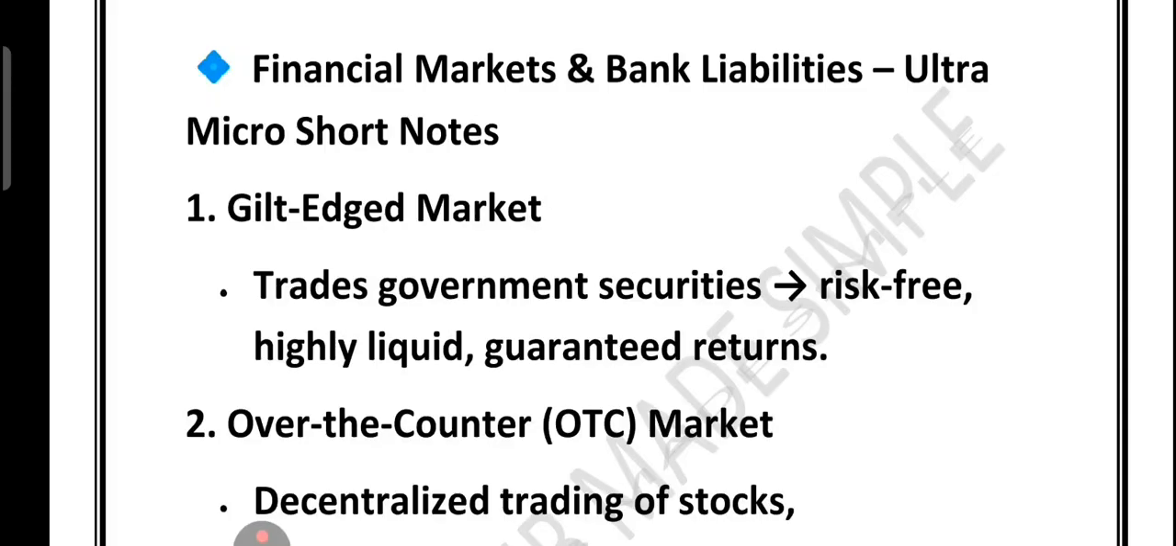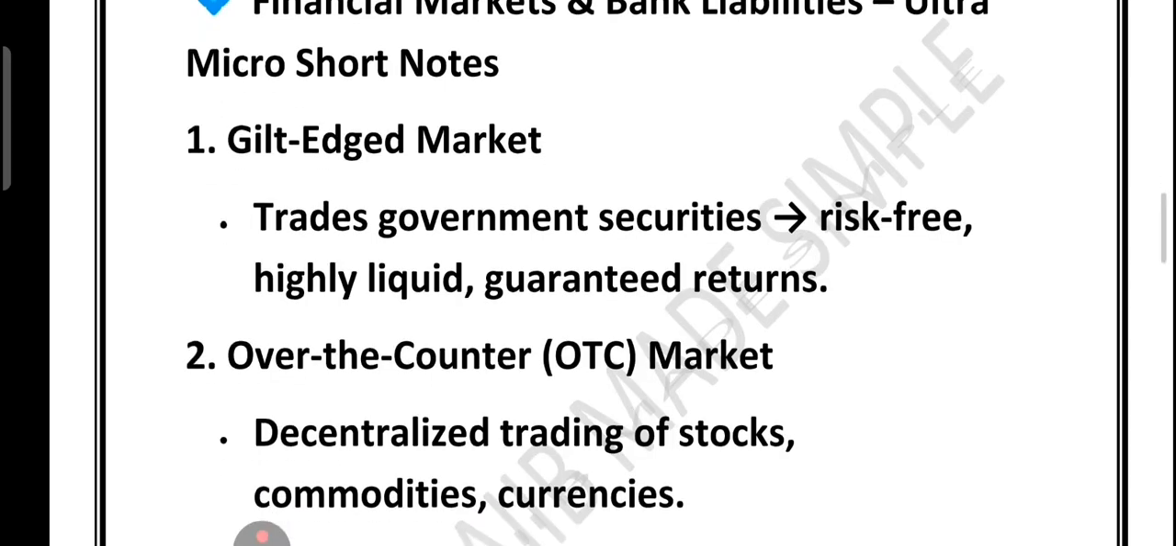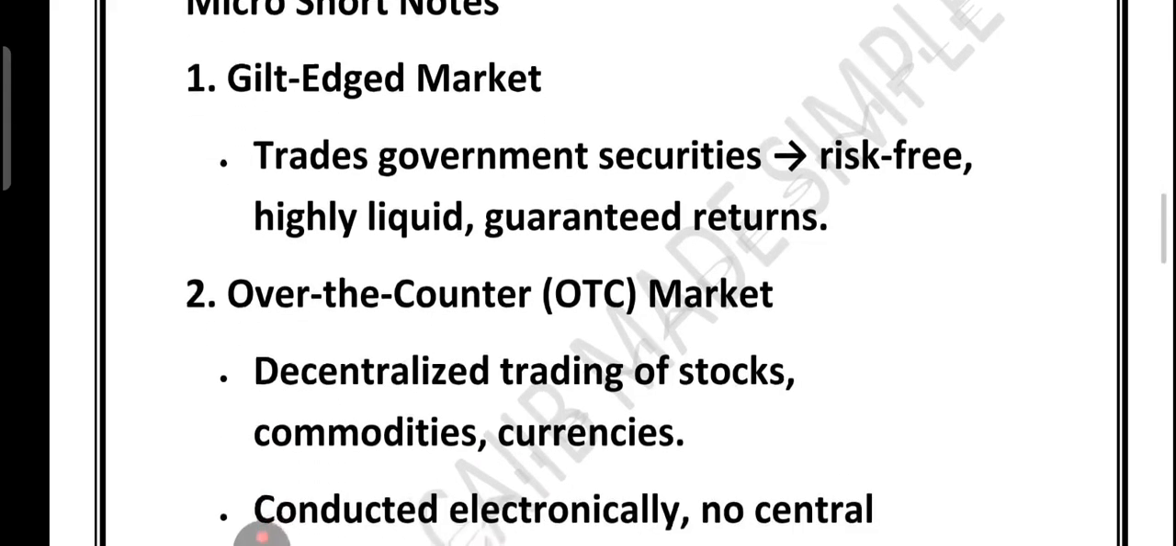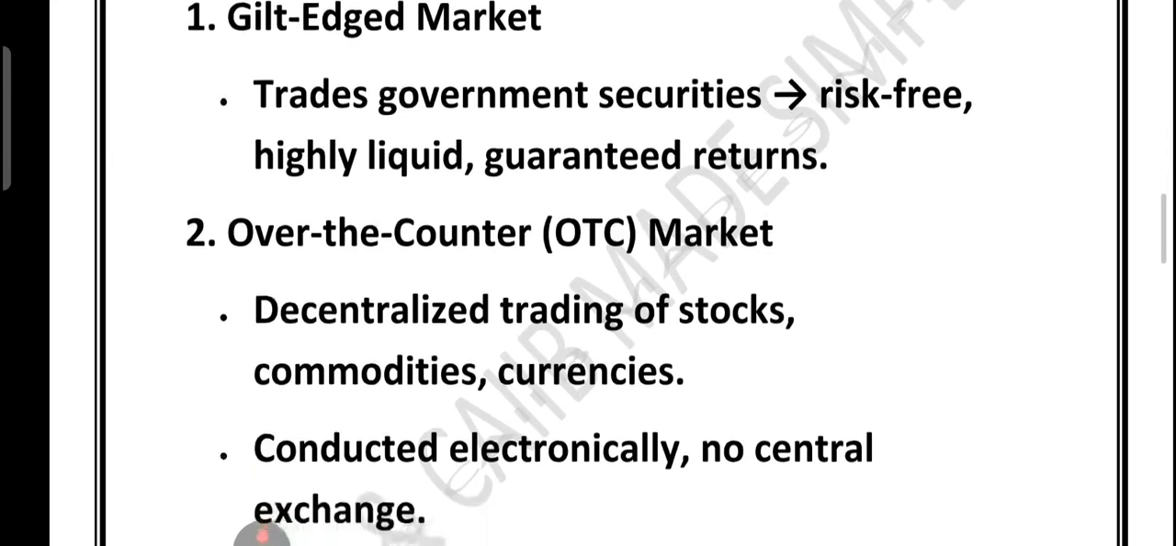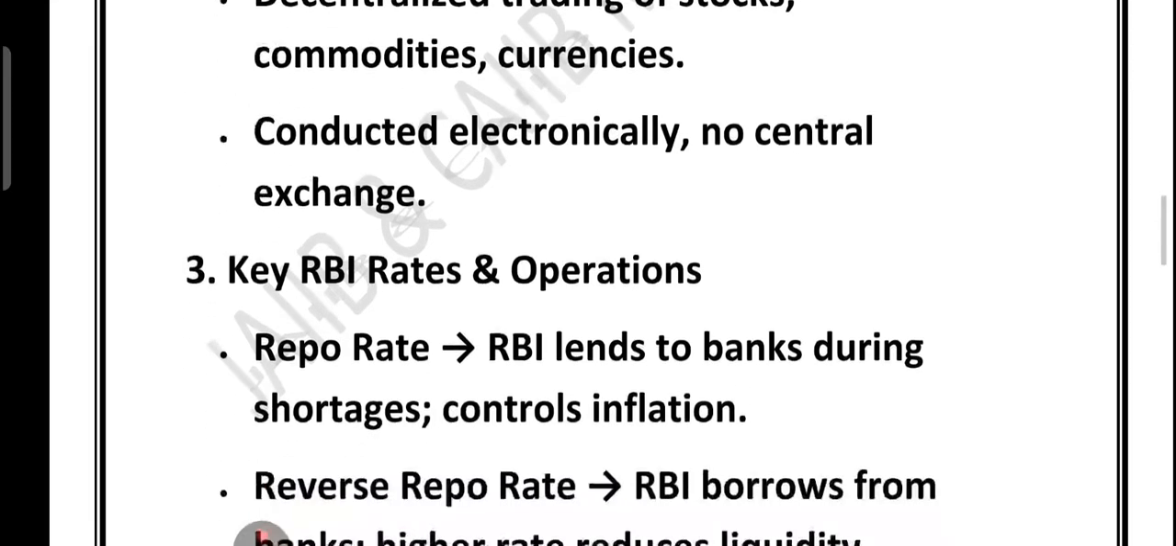Now friends, let's understand the financial market and how banks manage their liabilities and assets. Gilt-edge market, I already told you, this market trades government securities which are risk free, highly liquid, and offer guaranteed return. Then I told you about the OTC market, a decentralized market for stocks, commodities, currencies, where trade happens electronically. Right, some rates I provided you.